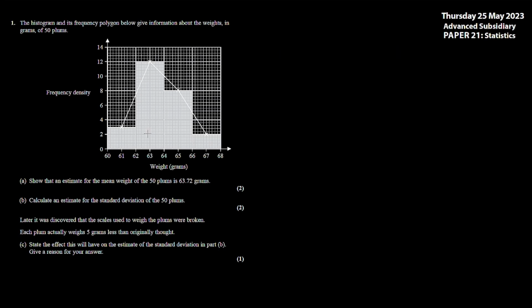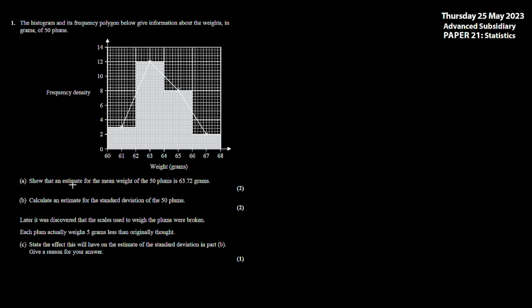Question 1 gives us a histogram. We've got 50 plums. They vary in weight. This is effectively our X values of the weight of the plums. And notice that we don't have individual weights of each of the plums. Instead, they're put into 4 groups, 2 grams wide.